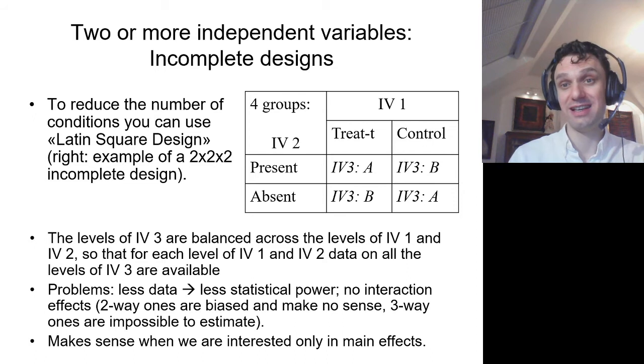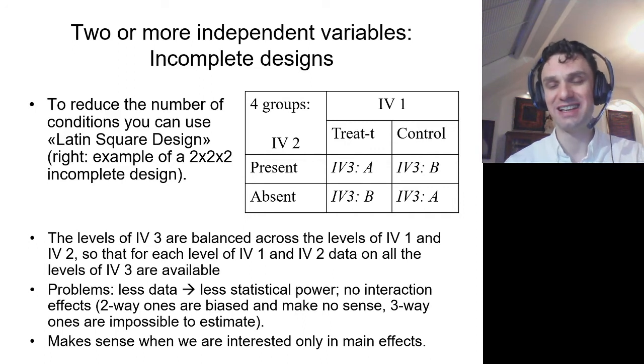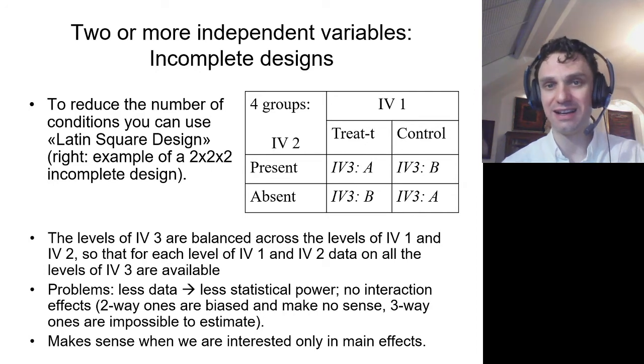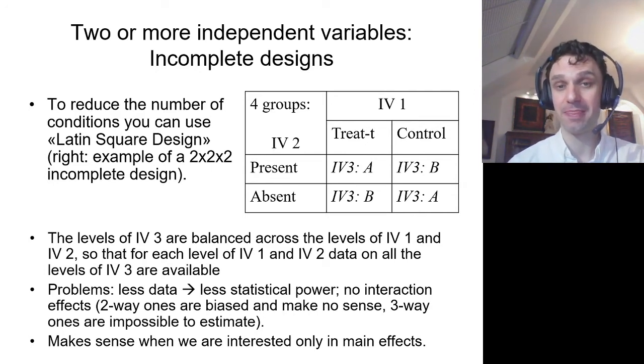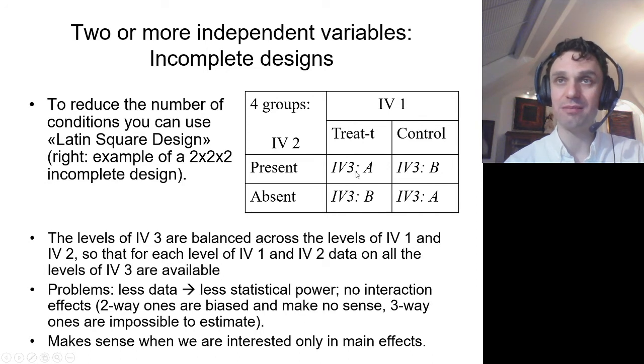What are the advantages? Instead of 8 groups, I only have 4 groups. What are the disadvantages? I get less data, I have less statistical power, and also I am not able to estimate the interaction effects between the 3 variables anymore. Because I don't have half of my data, I don't know. Maybe if IV1 is treatment and IV2 is present, and if IV3 was B, something strange would be happening. Maybe there would be some difference. So I am not able to estimate this 3-way interaction. But 2-way interactions I can estimate more or less well.